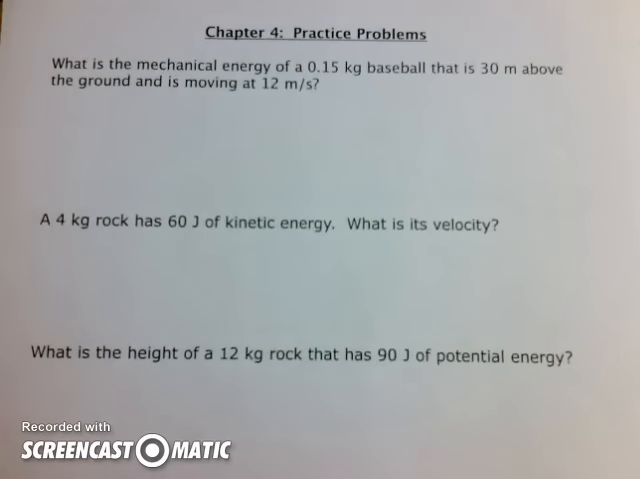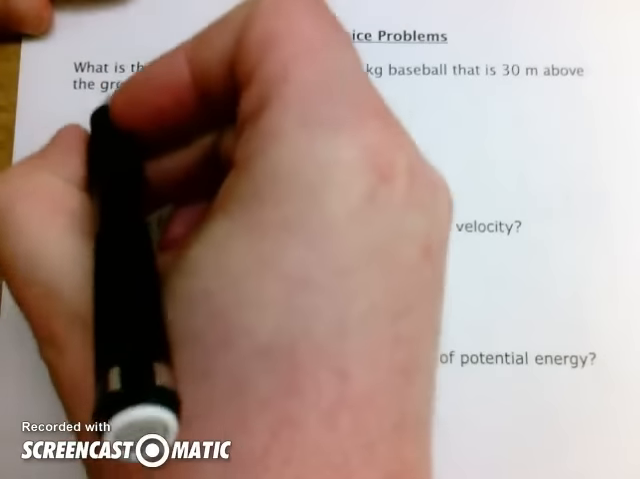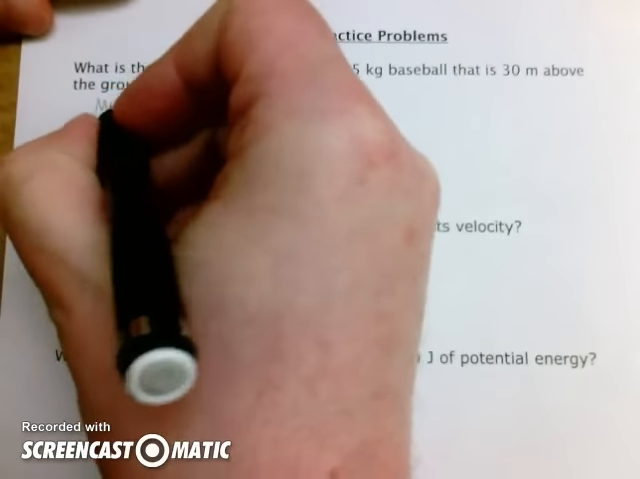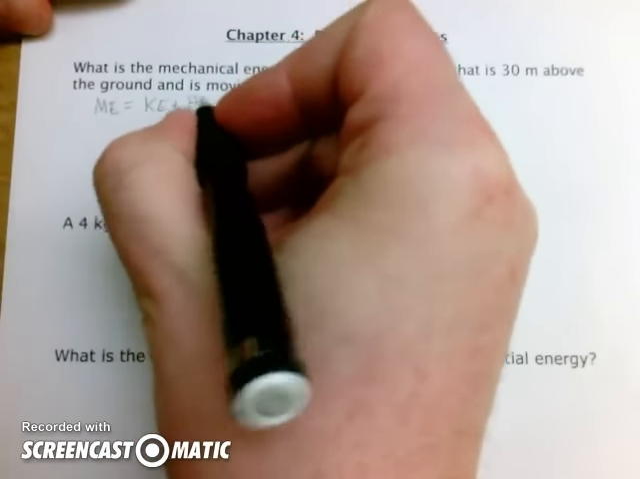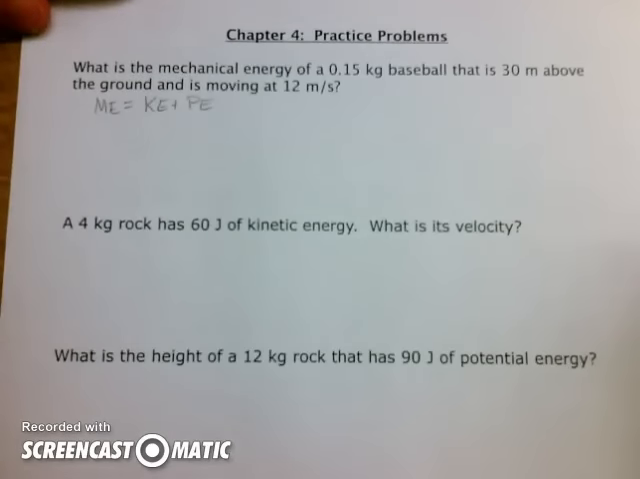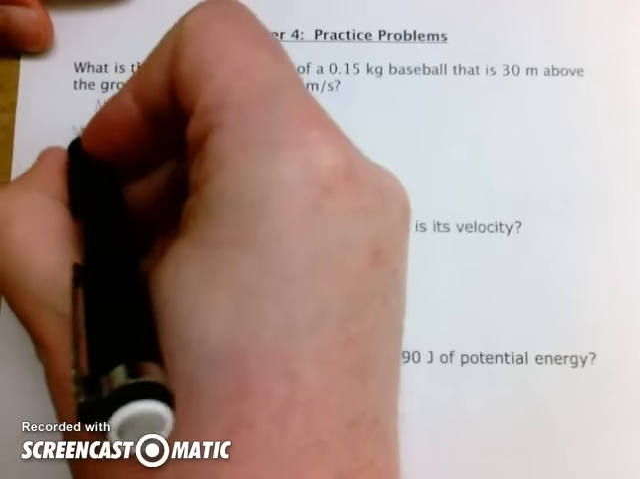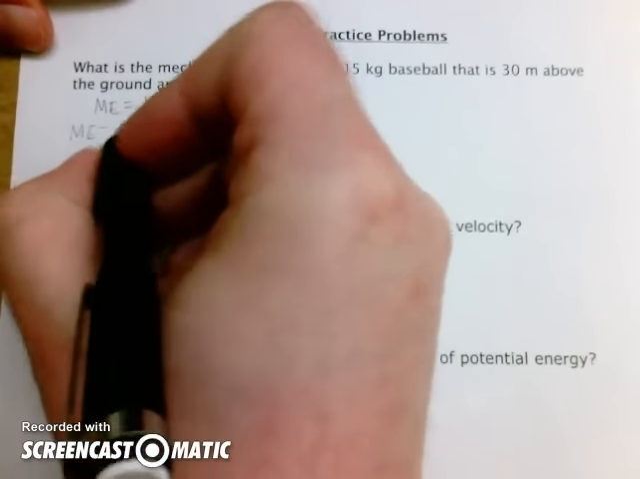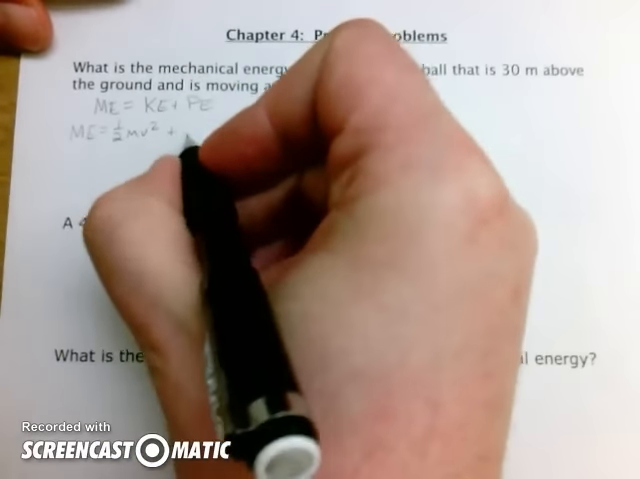Okay, first one here. What is the mechanical energy of a 0.15 kilogram baseball that is 30 meters above the ground and is moving at 12 meters per second? Let's check this out. Okay, for mechanical energy, we know that ME equals KE plus PE. So I just write that down. Okay. Then we're going to break that down more. Mechanical energy is equal to the kinetic, which is 1/2 mv squared plus mgh.